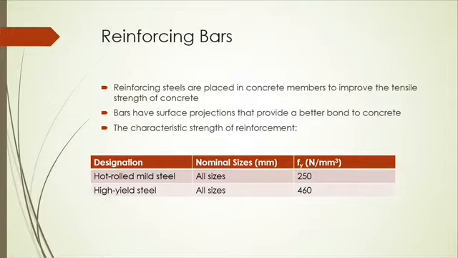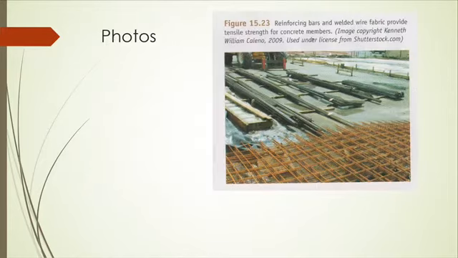So bars have surface projections. You have rib bars. You can see a protruding surface of steel bars. I can show you in the example here. Not very clear here.